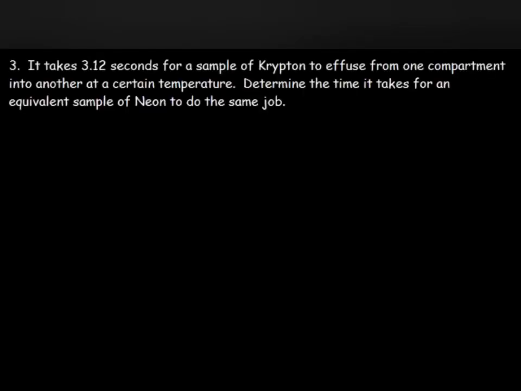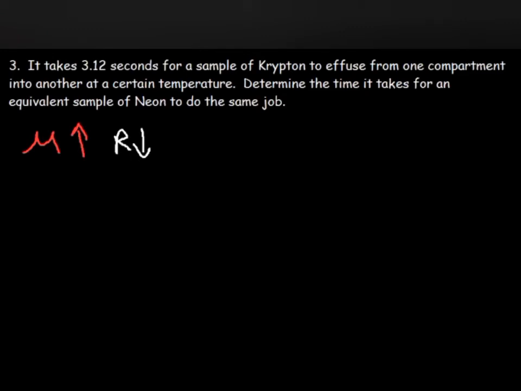Number 3. It takes 3.12 seconds for a sample of krypton to diffuse from one compartment into another at a certain temperature. Determine the time it takes for an equivalent sample of neon to do the same job. So now let's review Graham's law of diffusion. As the molar mass of a gas increases, we know that the rate of diffusion decreases. Heavy gases move slower, lighter gases move faster.